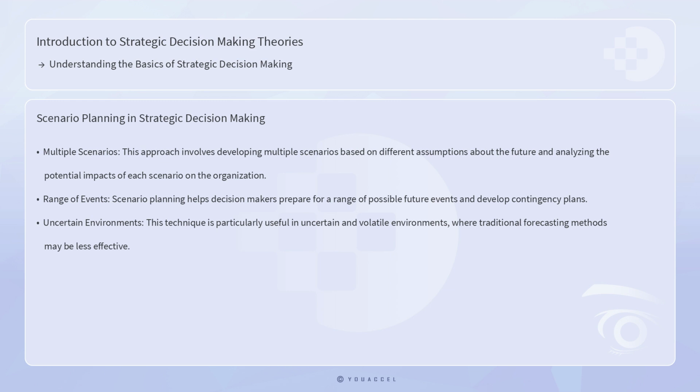Scenario planning is another valuable technique in strategic decision-making. This approach involves developing multiple scenarios based on different assumptions about the future and analyzing the potential impacts of each scenario on the organization. Scenario planning helps decision-makers prepare for a range of possible future events and develop contingency plans. This technique is particularly useful in uncertain and volatile environments, where traditional forecasting methods may be less effective.